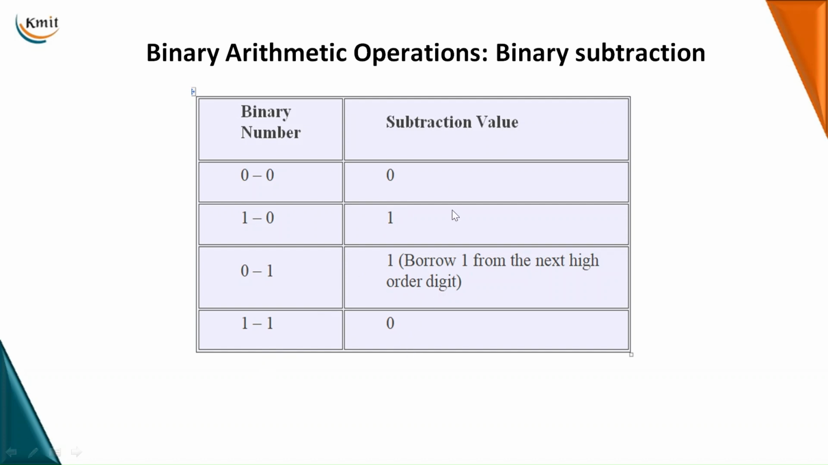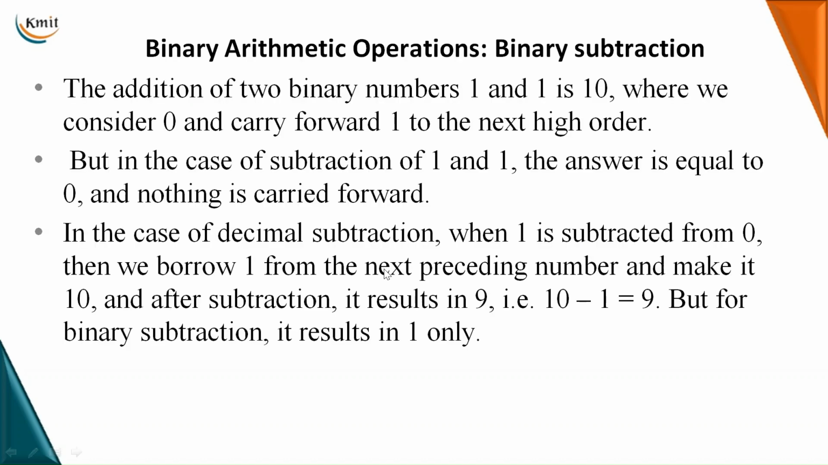It is similar to decimal subtraction. The only thing that varies is 0 minus 1. In the case of decimal, you get minus 1. But in binary subtraction, 0 minus 1 is 1, because you take a borrow from the next higher order digit. That will give you a result of 1. I'll show you how.